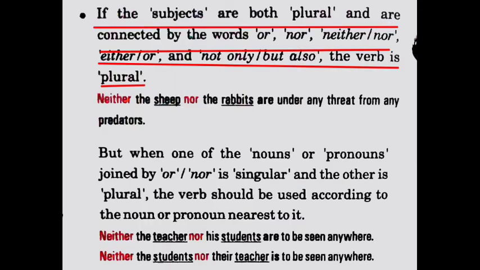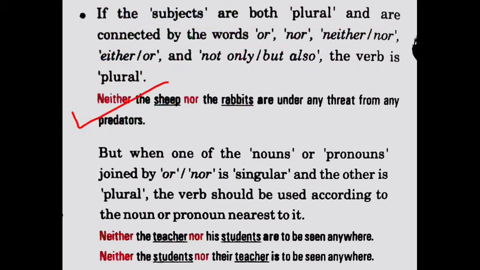But if the subjects are both plural and are connected by these words like or, nor, neither nor, either or, not only but also, then the verb is plural. For example, neither the sheep nor the rabbits are under any threat. So here the rabbits are plural. So we have used a plural verb.